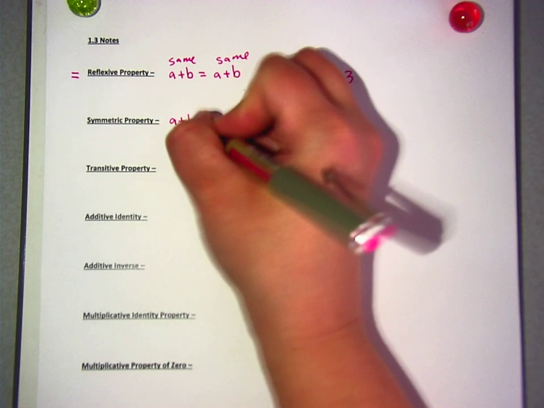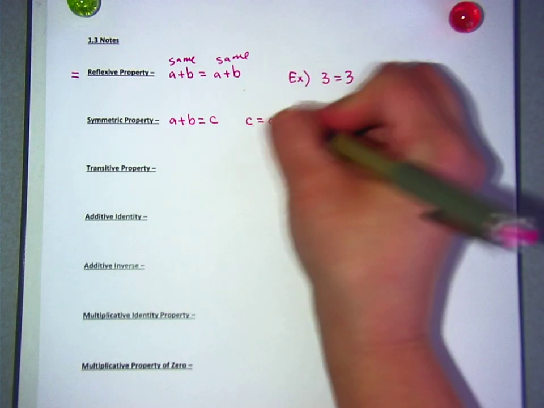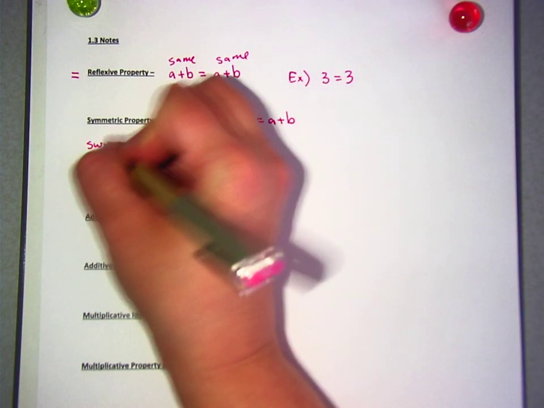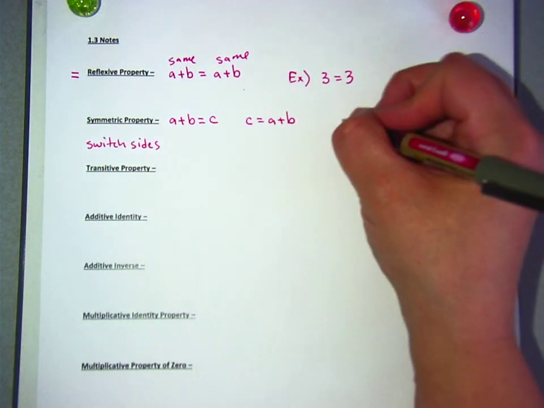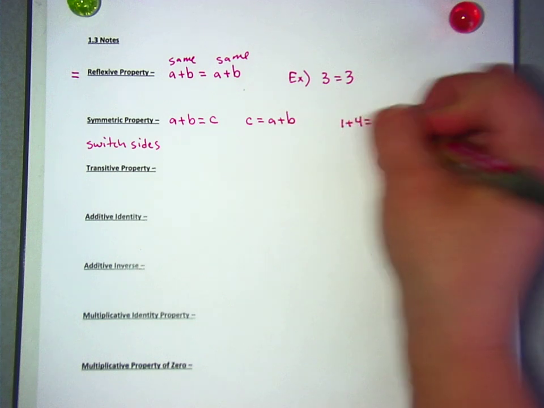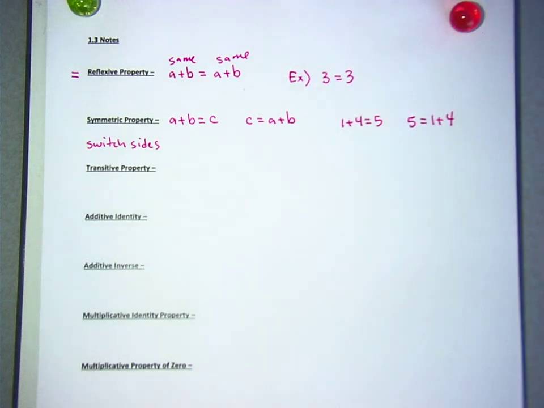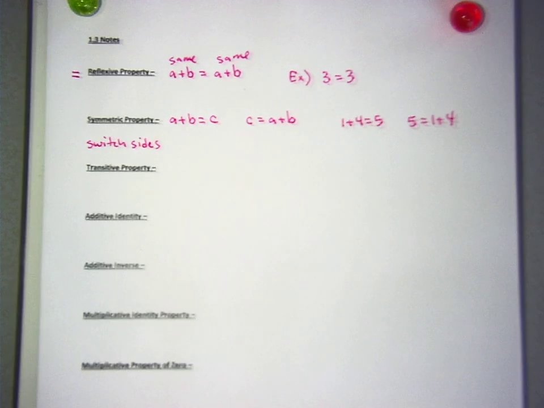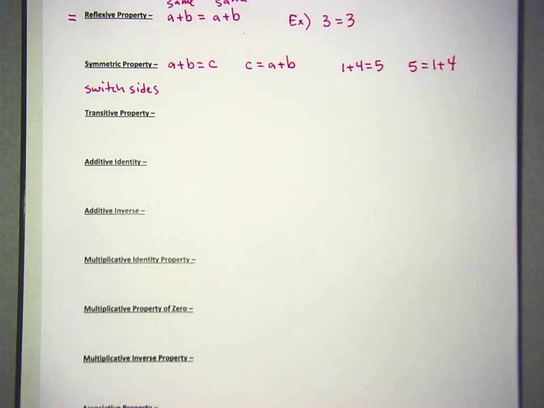All right, now, second one. If A plus B equals C, then I can say that C equals A plus B. Symmetric just means you can switch sides. So 1 plus 4 equals 5, and also 5 equals 1 plus 4. Very, very silly things. These are things that everybody knows, but I am required to teach you what the different names are.